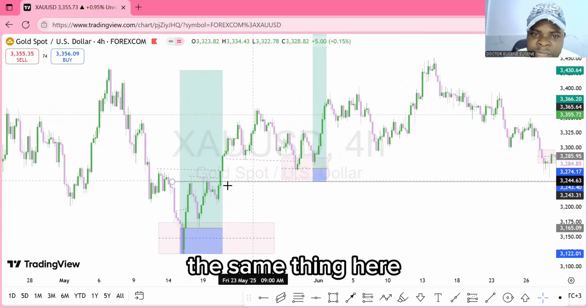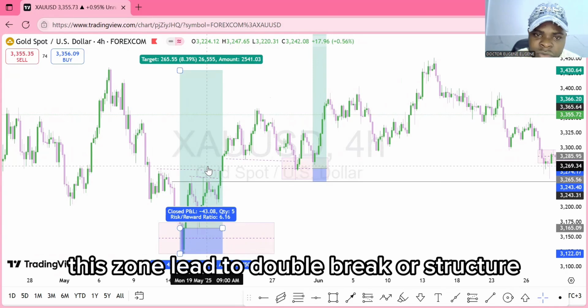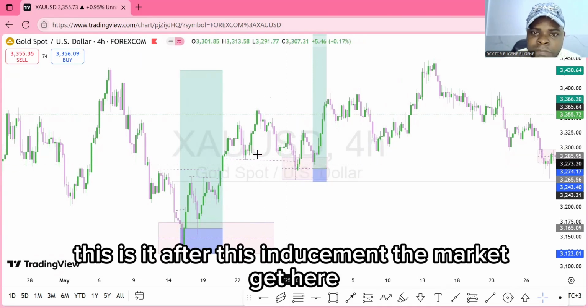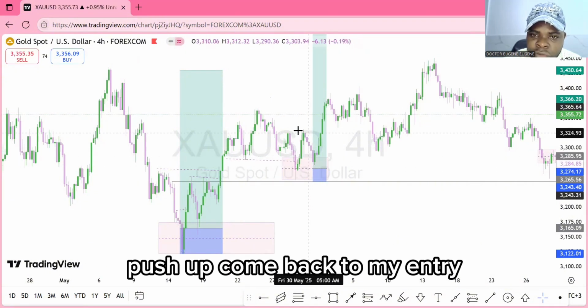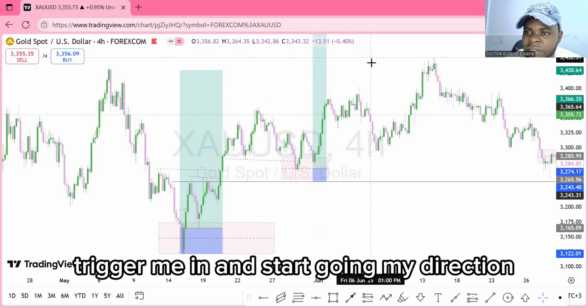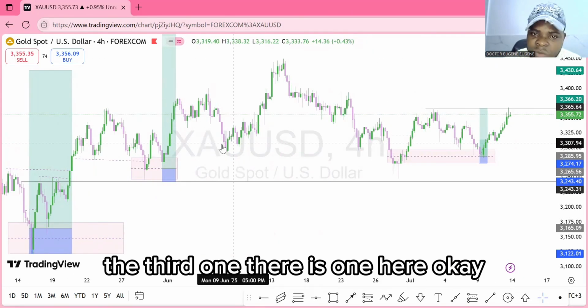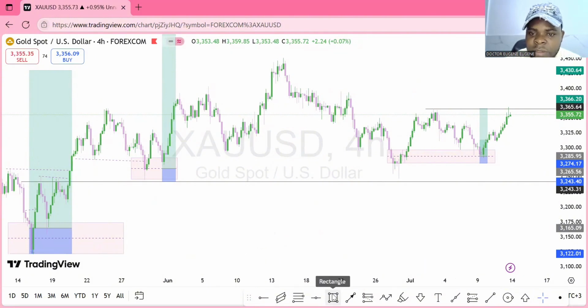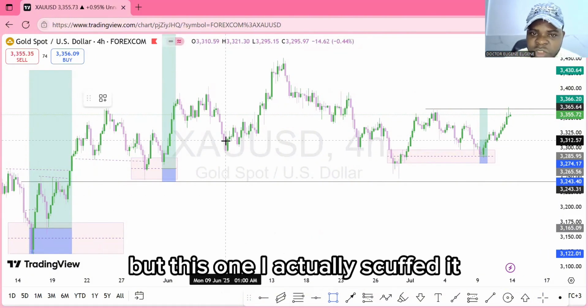The same thing here. This zone led to a double break of structure. After that, this is my inducement. After this inducement, the market gets here, pushes up, comes back to my entry, triggers me in, and starts going in my direction. The third one, there is one here. There is another one at this point. But this one, I actually scalped.